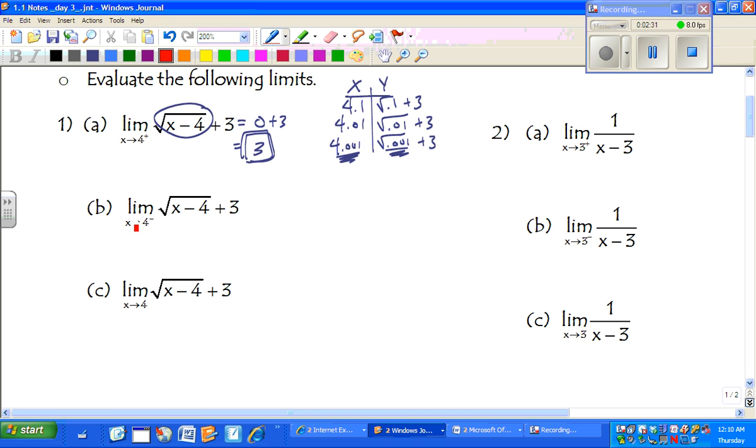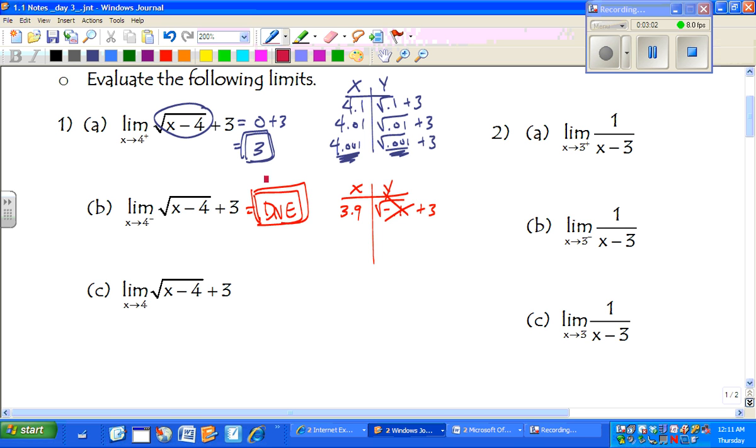Let's take a look at the limit as x approaches 4 from the left. So if we start with 3.9, that's a number pretty close to 4 on the left side. If we plug that in, we get the square root of negative 0.1 plus 3. But we can't have the square root of negative 0.1. That doesn't work. So for this one, our limit does not exist.